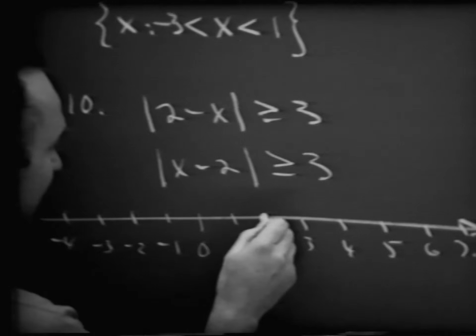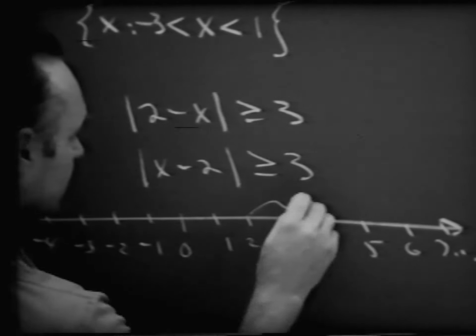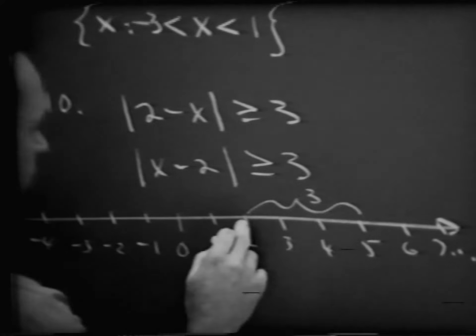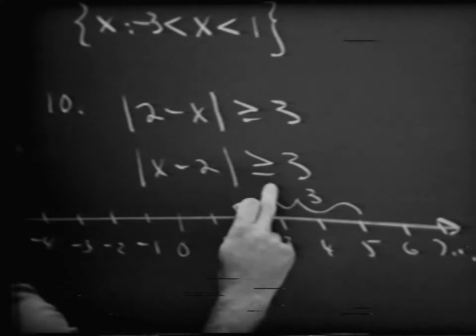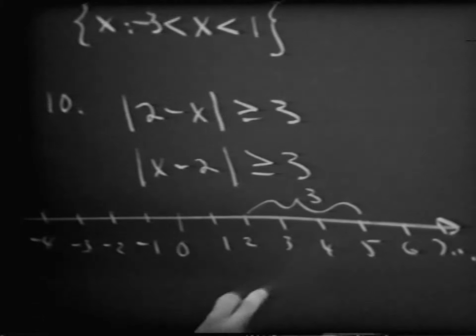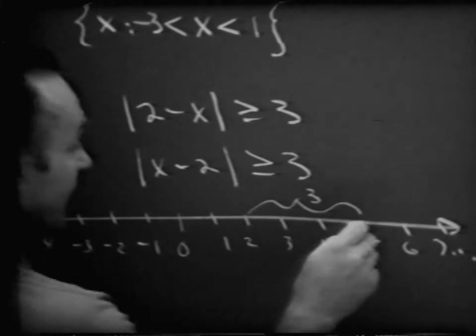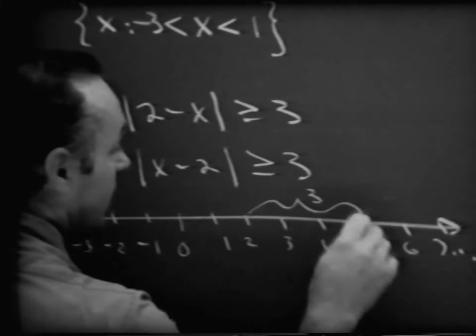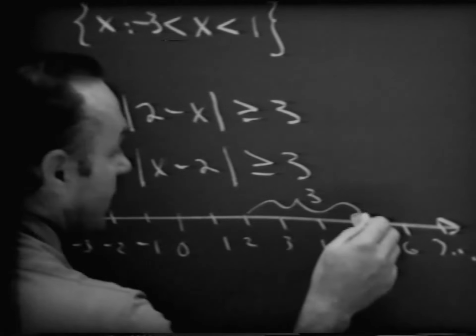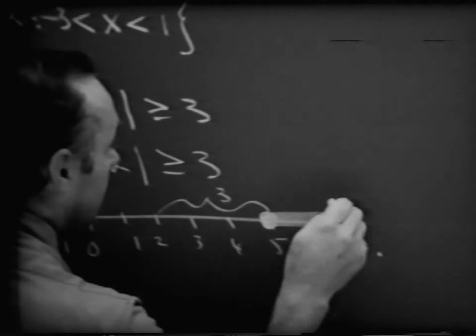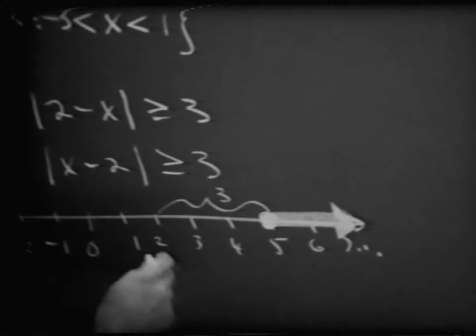So here is 2, and we want to go 1, 2, 3 units away from 2, and that puts us at what point, Glenn? 5. At 5, and what then do we want to have on our graph? A closed circle at 5. A closed circle at 5, and what else then? And then a bar extending to the right. And a heavy line extending to the right, indicating that the graph goes on forever in that direction.